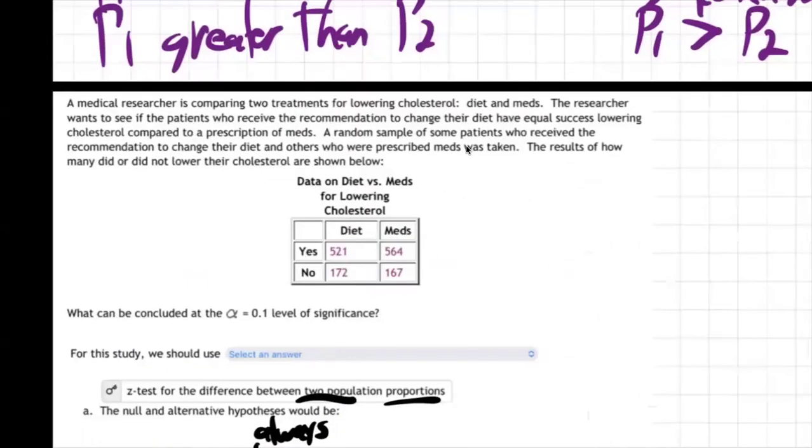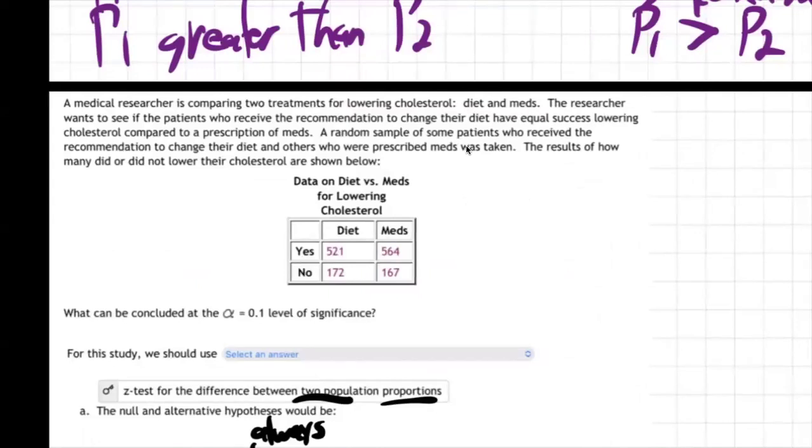So what do we see? Well, we don't really see any of those words. You might think lowering, but no. That's the whole question. What lowers cholesterol, diet or meds? That's not our comparative word. What does it say? Equal success. Let me do a better job of showing that. Equal success. Equal. There it is.